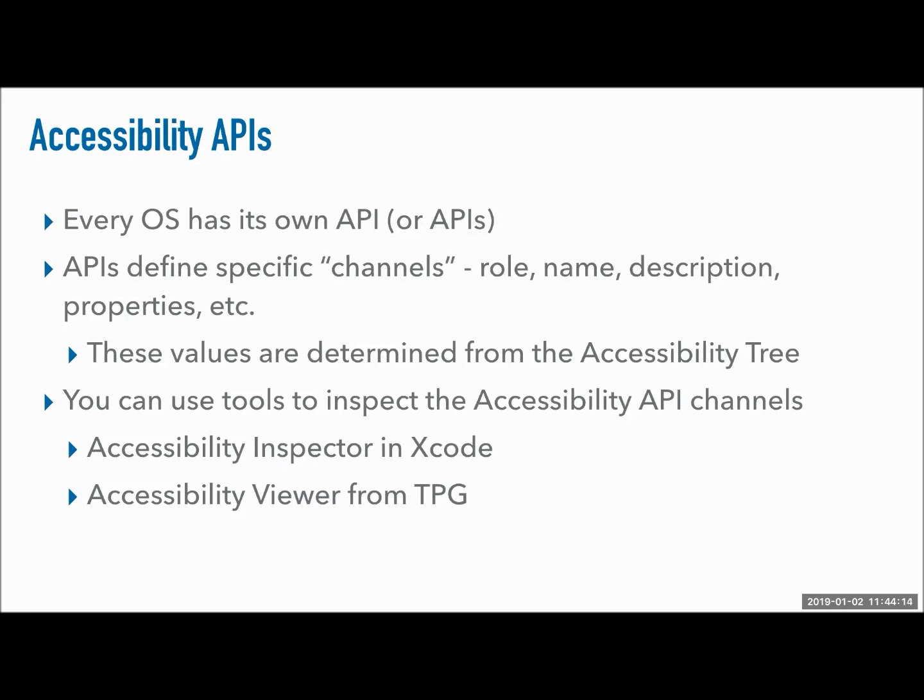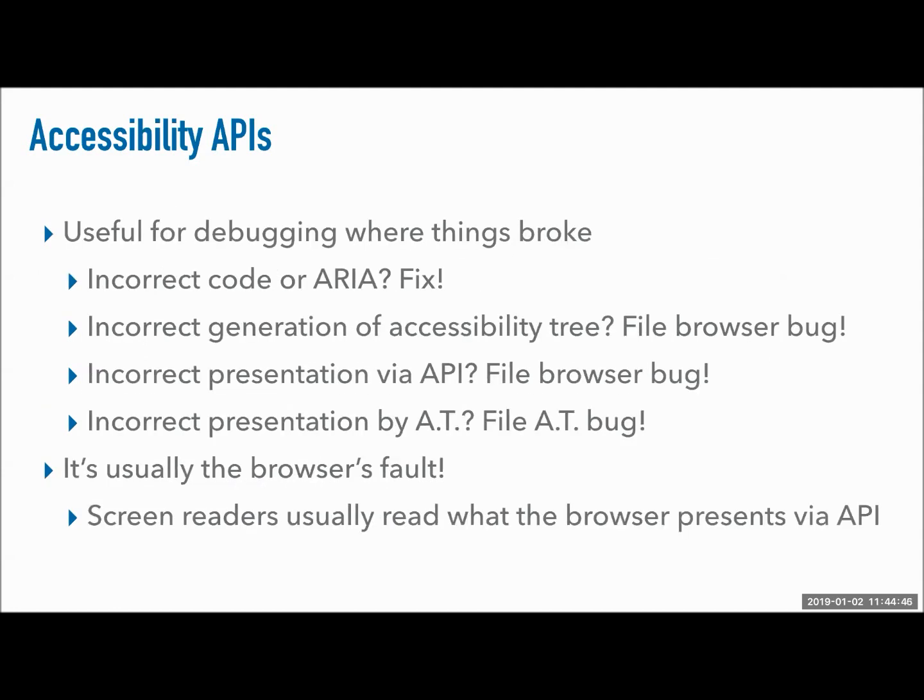You can also use tools to inspect the accessibility API channels, meaning we can actually see what is being communicated from the browser directly to the assistive technology. On a Mac, you can do that with Accessibility Inspector in Xcode. On Windows, there's the Accessibility Viewer from my friends at TPG, a great tool to tap right into those communication channels to see what's being communicated. This can be really useful, especially for debugging where things have broken.